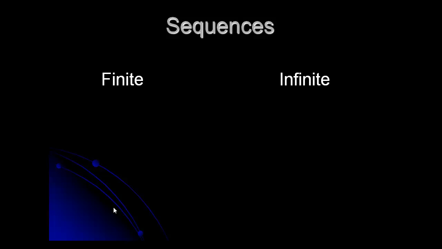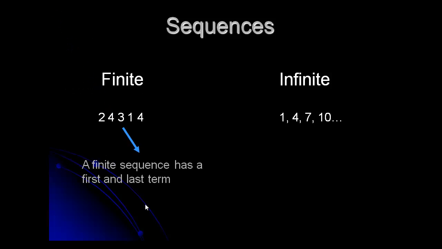Two examples of different types of sequences. The first one's what we call a finite sequence. For these type of sequence, we've got a first and a last term, a finite number of terms. An infinite sequence, and you'll see this is a very familiar type of sequence, similar to a lot of the sequences you've met at GCSE. The sequence goes on forever, and you can see each term's going up by 3, so it'll just continue doing so.